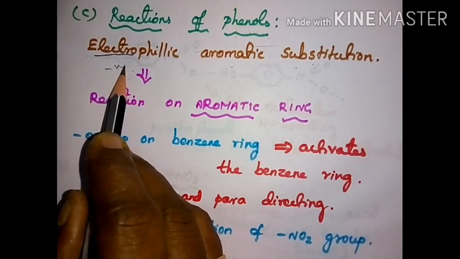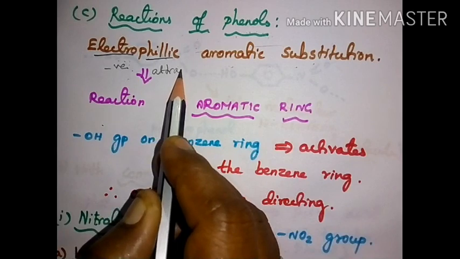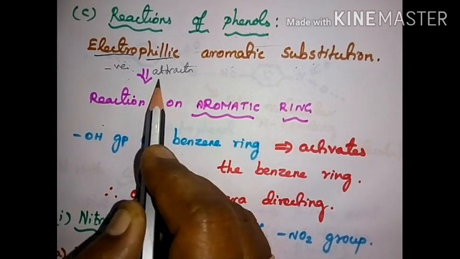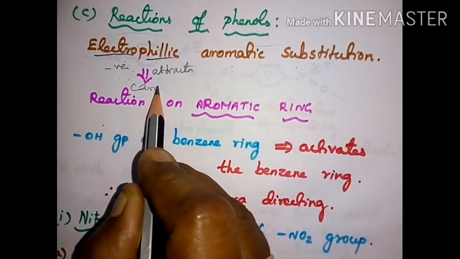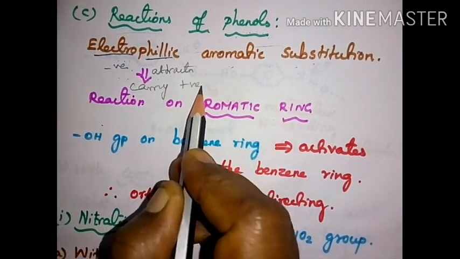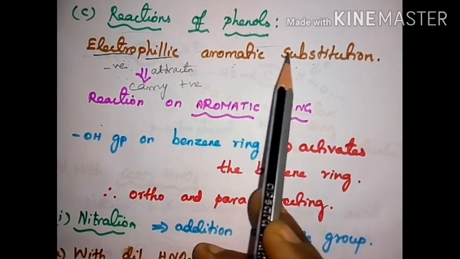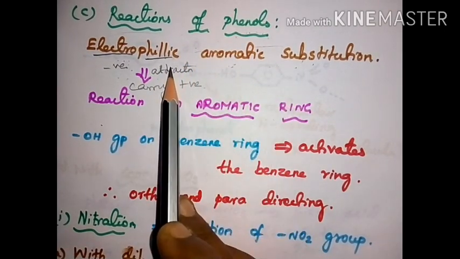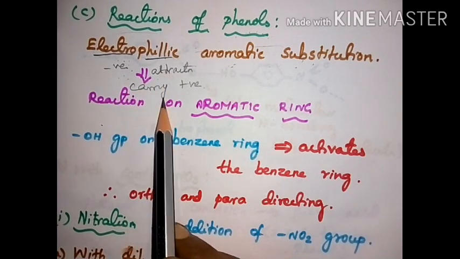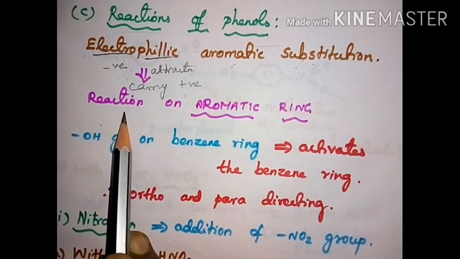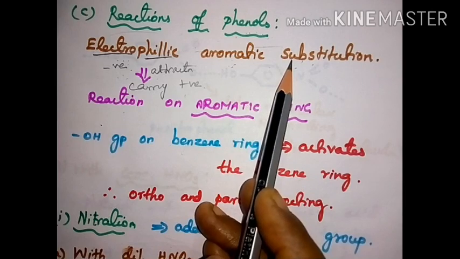The electron carries a negative sign. Philic means attraction. So if it has a tendency to attract the negative sign, it must carry which sign? Plus sign. So the first reaction is electrophilic aromatic substitution. Electrophilic means attracts the negative sign, that means it carries a positive sign. So a reaction on the aromatic ring is called an electrophilic substitution reaction.